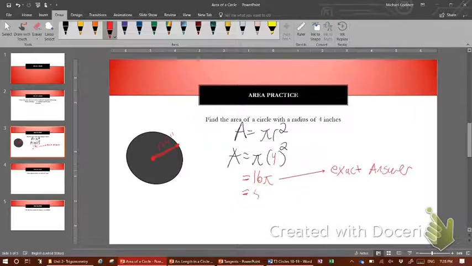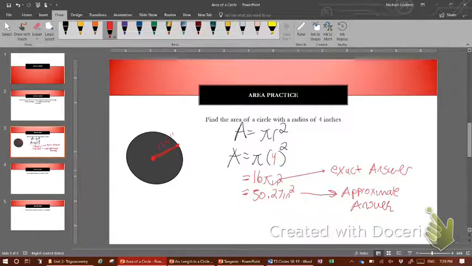You would get about 50.27. Of course, each of these should be in square inches. This is called the approximate answer. And of course, that's because you're approximating pi. You're taking it to a calculator, which is better than just sticking in 3.14, into the process here. But of course, even the calculator can't figure out where pi stops, because it doesn't.